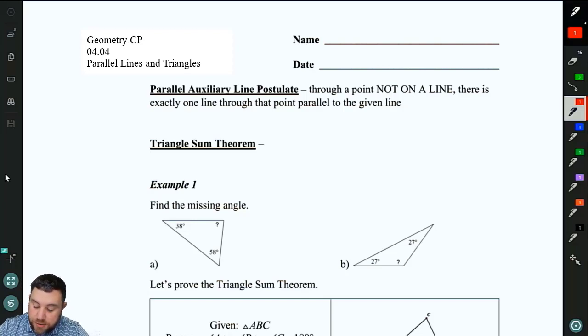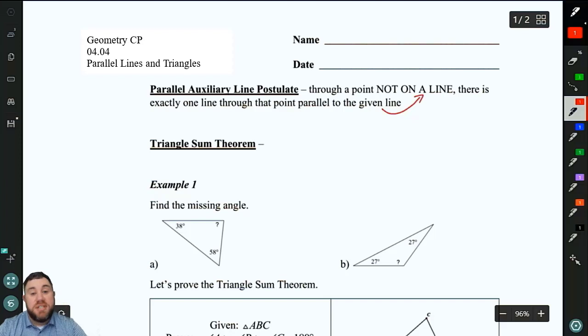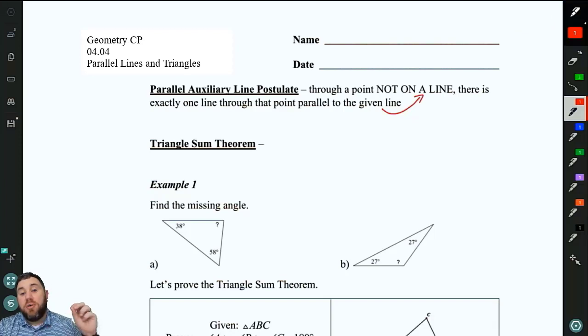It says, through a point not on a line, there is exactly one line through that point parallel to the given line. So the given line is the line that the point's not on, and we can draw one line. There only exists one line that's parallel that goes through that point. So here it is as a picture.